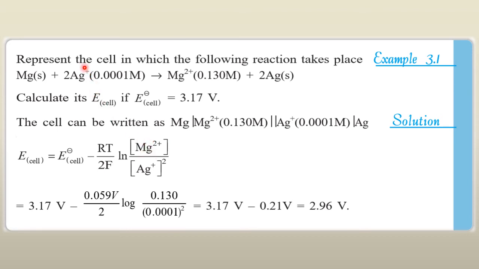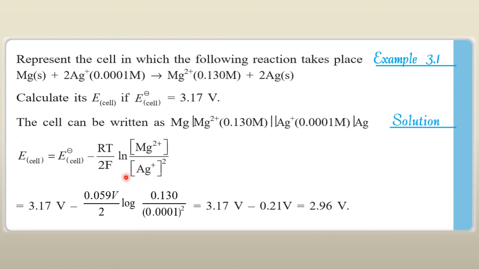Here the question is given: represent the cell in which the following reaction takes place and calculate its E cell. E0 cell, as I told you, is given with respect to this, and if it is not given, then we need to calculate it with the help of the EMF series. So the cell can be written as follows, because E0 cell is positive, and from this chemical equation I can come to know that magnesium is acting as an anode whereas silver is acting as a cathode. So I can give the symbolic representation, and the concentration of the salt solution is given. When the concentration is given, we need to take that concentration only.